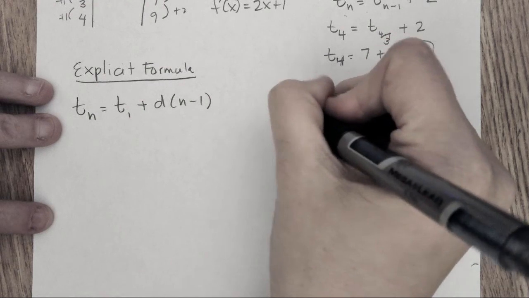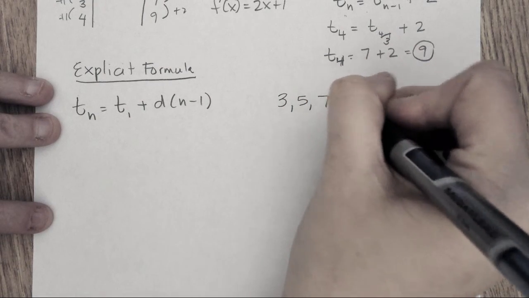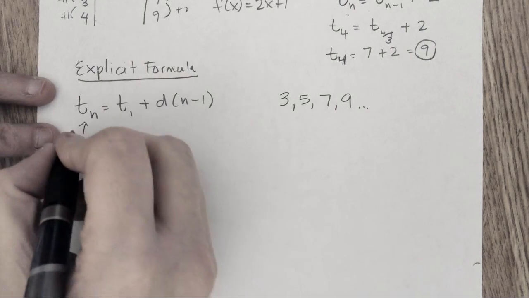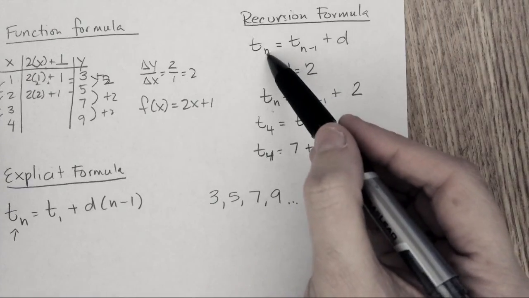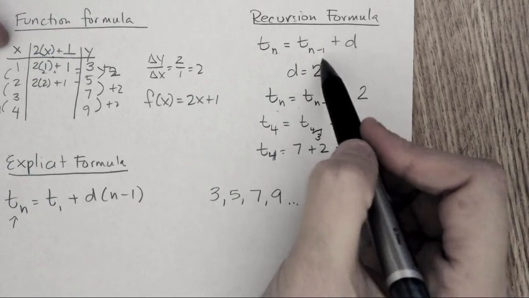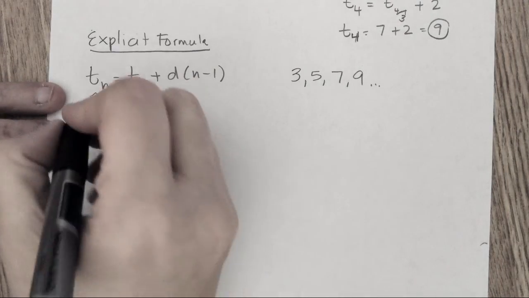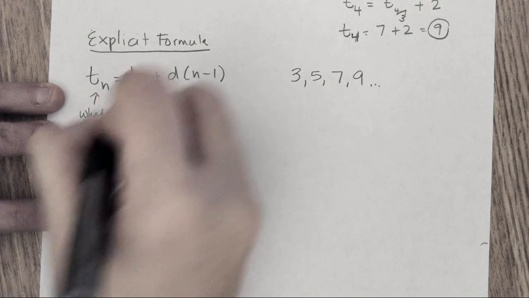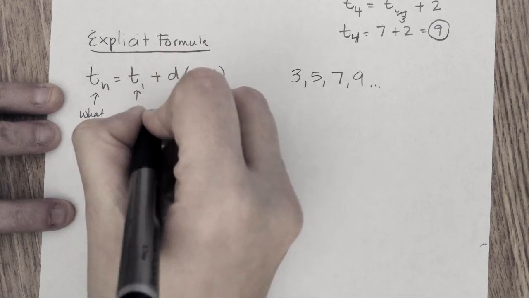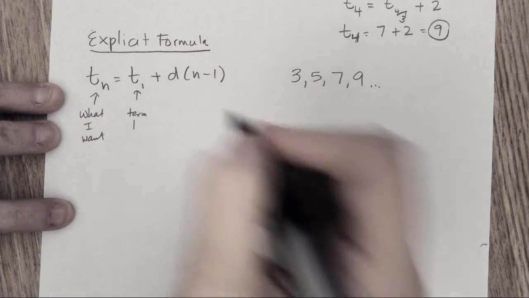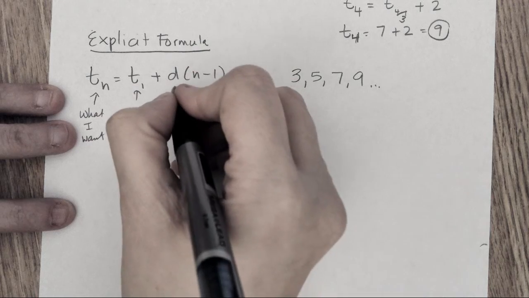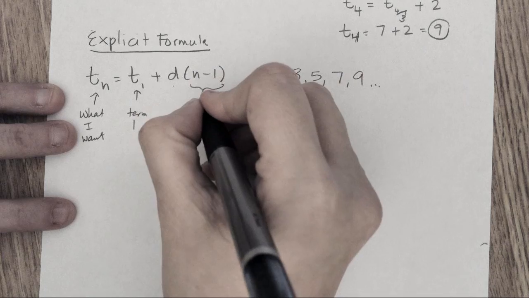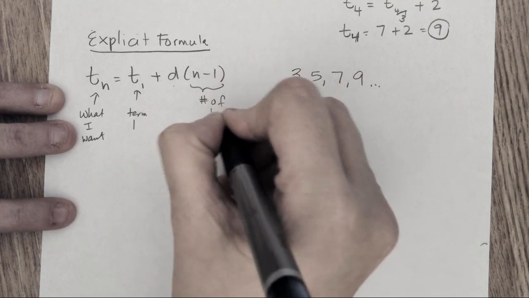Okay, well first I want to write the sequence down: 3, 5, 7, 9, just so we have it with us. So this number right here is the term I'm looking for. Tn is the one I'm looking for, n minus 1 is the one before it. Over here, Tn is the one I want. This is term 1, so the first number in the sequence. This is my common difference, and this is n minus 1. What this actually tells me is the number of hops.